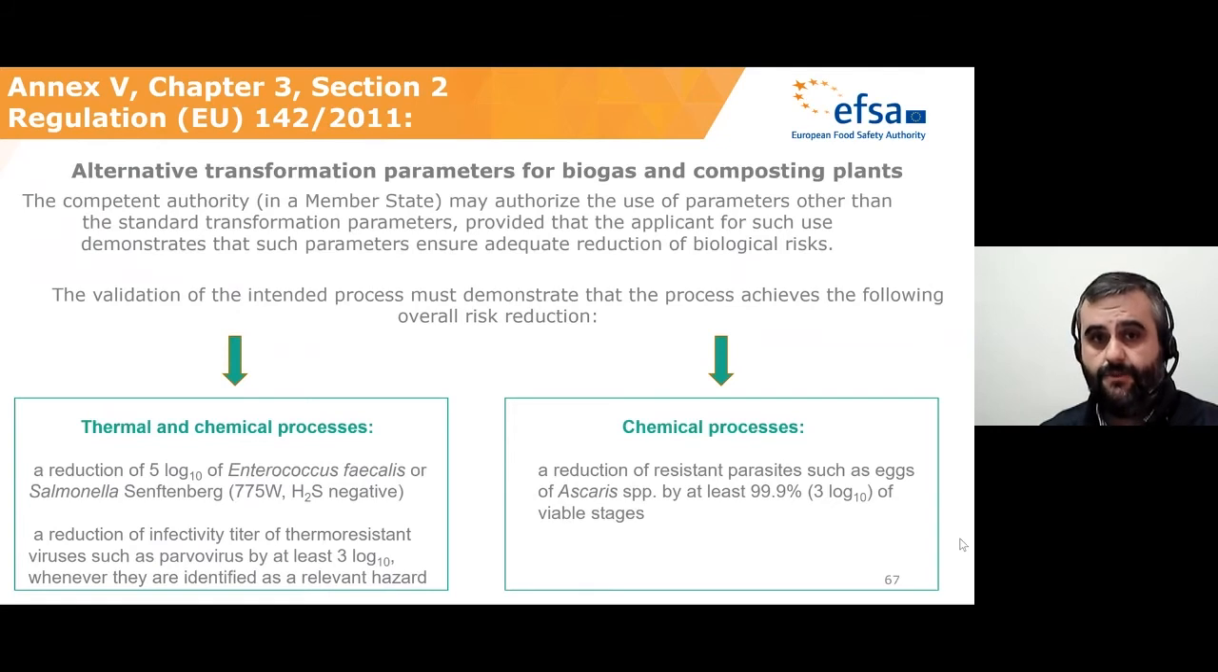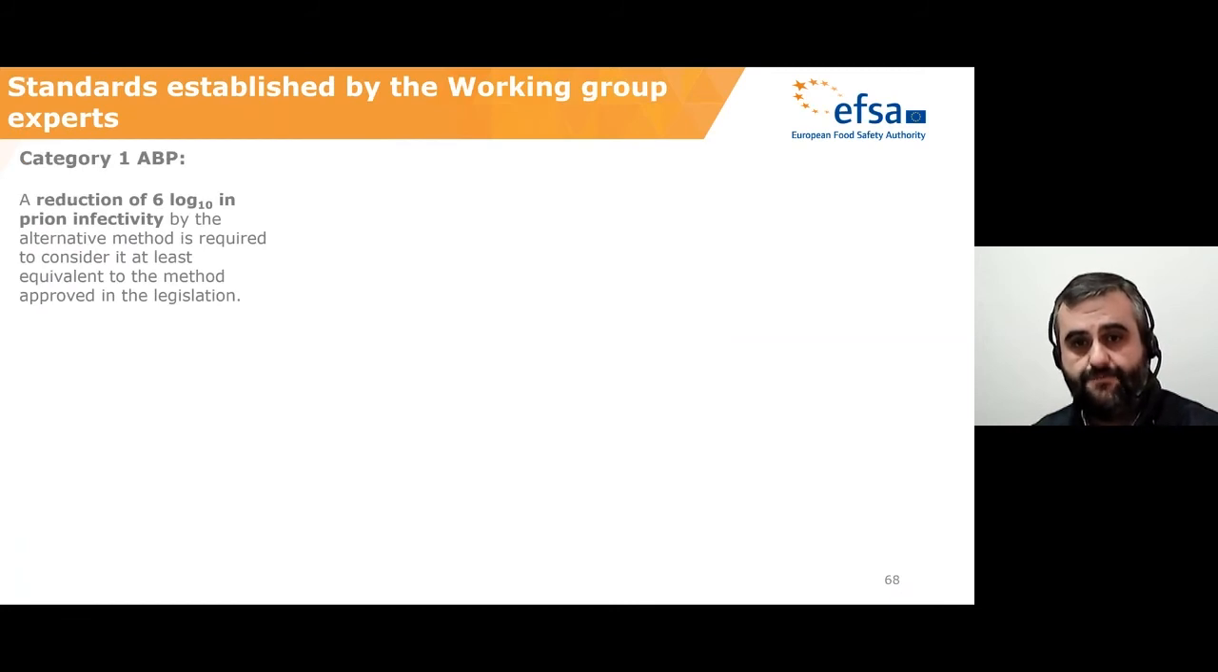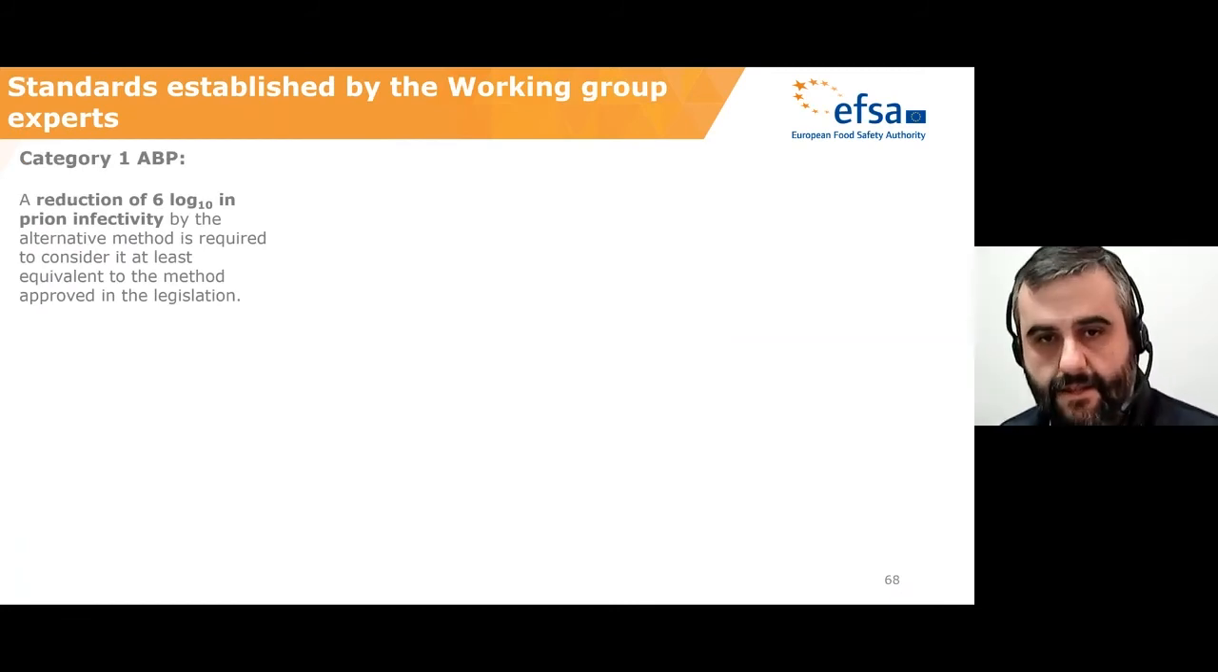So this is an example of one part of the regulation where some standards are available. The approach the working group is following, and that has been followed over the years, is a similar one: to have standards with minimum levels of reduction that must be achieved in order to consider a method at least equivalent to the one in the regulation. Let's go to the next slide and see the standards that we have applied over the years, in the last decade, for all these assessments.